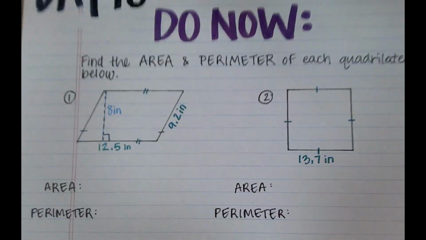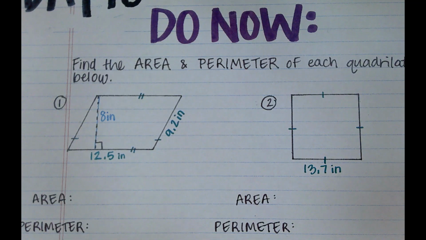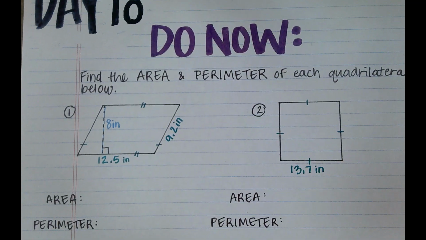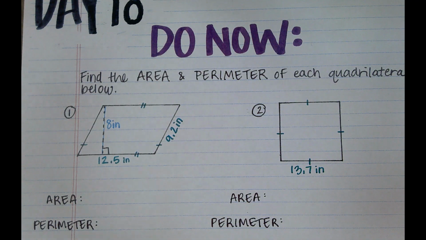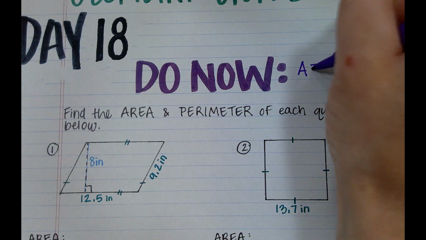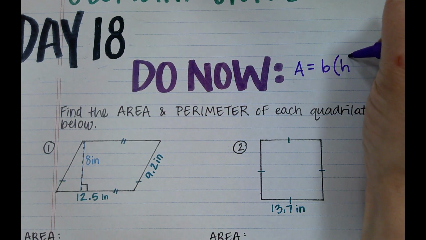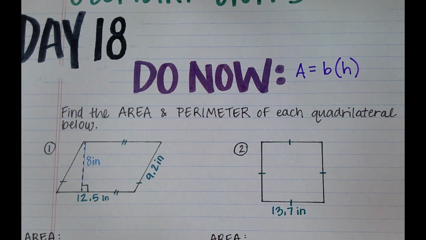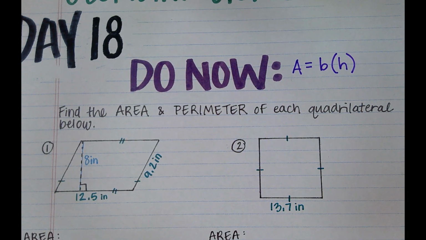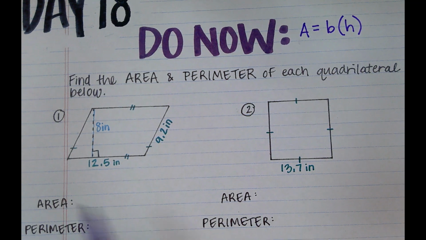So starting with number 1, and really for any of these, does anybody remember the formula I gave you yesterday for area? Base times height. I'm going to write that at the top of my page. Area equals base, or B, times H, height. Base times height. So we're going to keep that in mind as we do the area for number 1.